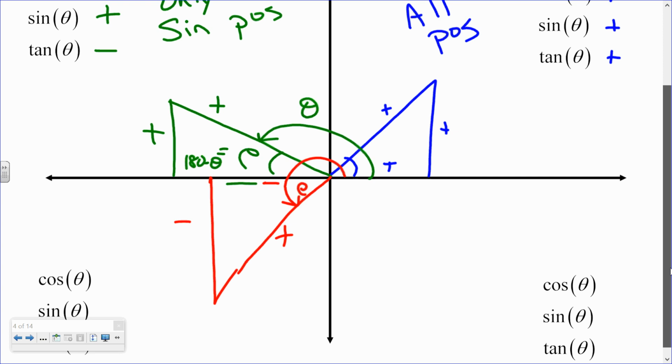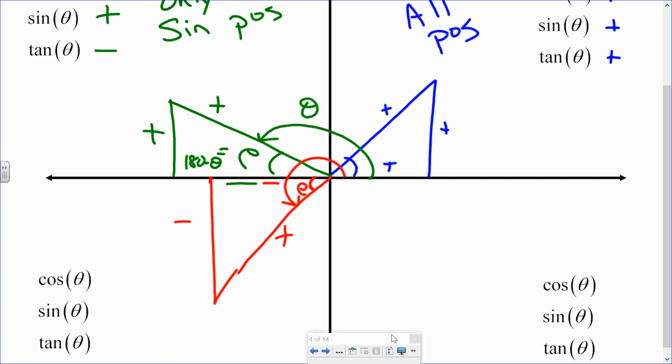So now for this reference angle right here, if I wanted to take cosine, adjacent over hypotenuse would be negative. Sine, opposite over hypotenuse would be negative. Tangent, though, would be opposite over adjacent, negative over negative, would be positive. So in this quadrant of those three, only tangent is positive.